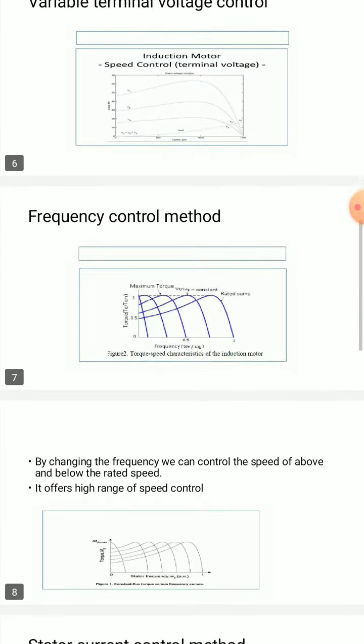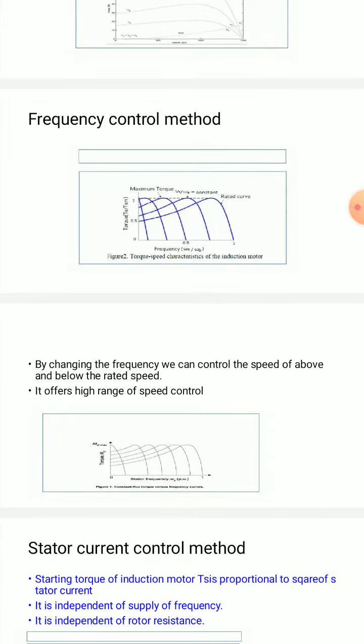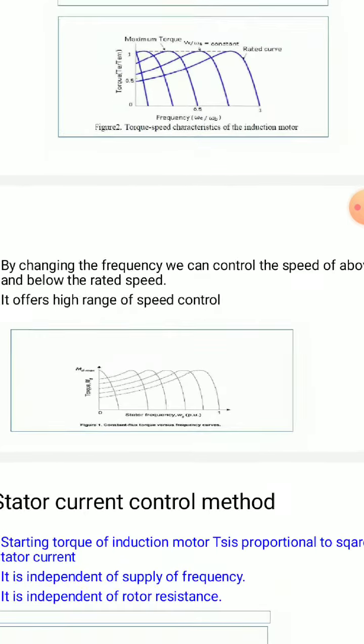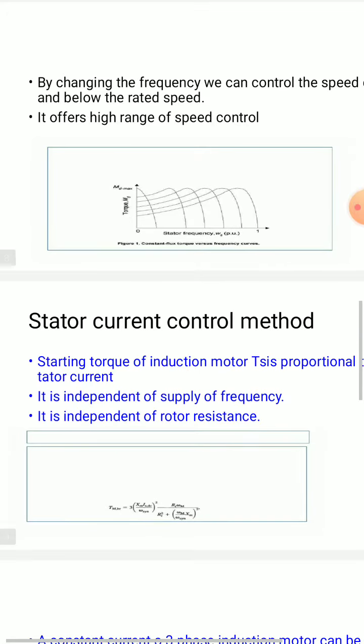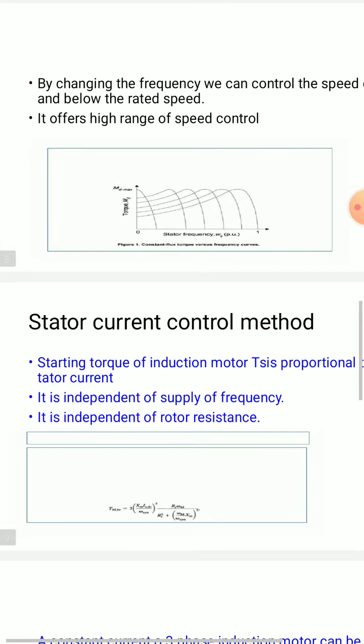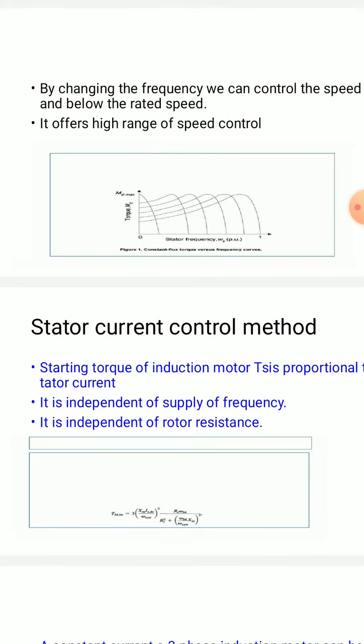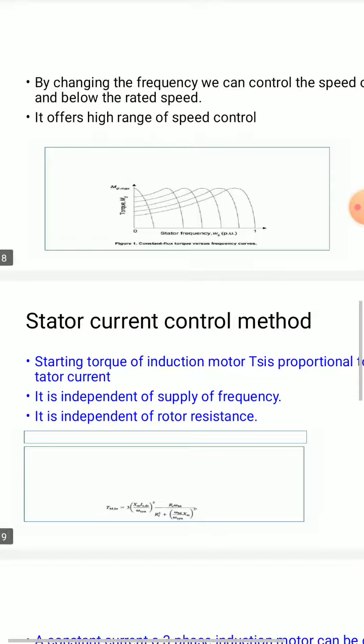In the frequency control method, by changing the frequency, we can control the speed above and below the rated speed. It offers a high range of speed control. Constant flux torque versus frequency curves. The graph is between stator frequency, that is Ws, and the torque Md. Md max is shown.